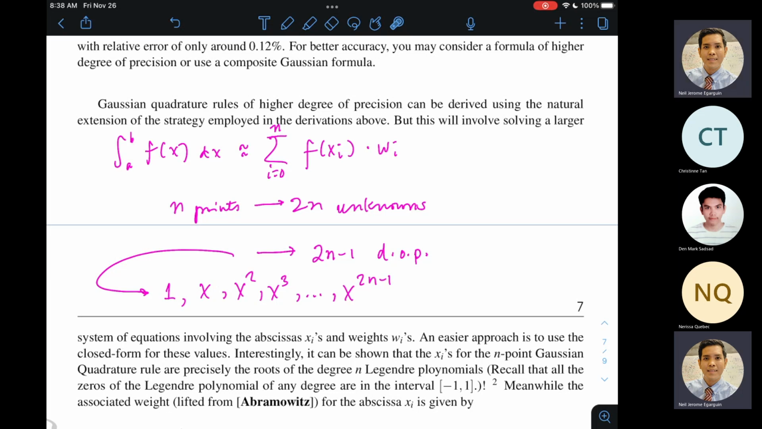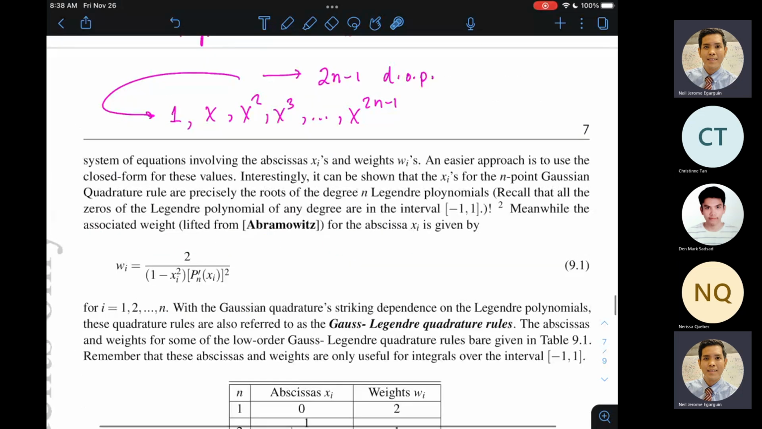Now, during my PhD studies, I came across this reference, this book by Abramowitz and Stegun. This is a handbook of mathematical functions. And nice enough, it gave a closed form formula, a closed form algorithm, for how to get the abscissas for Gaussian quadrature rules.